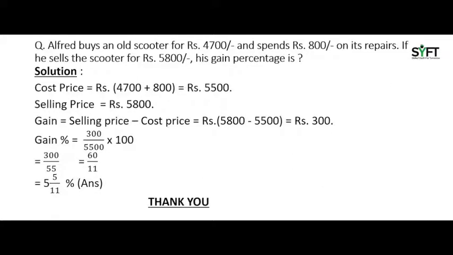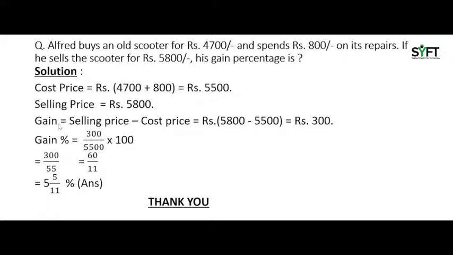What this question says is, Alfred buys an old scooter for rupees 4,700 and spends rupees 800 on its repairs. If he sells the scooter for rupees 5,800, calculate his gain percentage. So we need to calculate the cost price first, which is 4,700 plus the repairs cost 800. So the total cost price will be 4,700 plus 800, which will come to rupees 5,500. And the selling price is given in the question itself, it's 5,800.